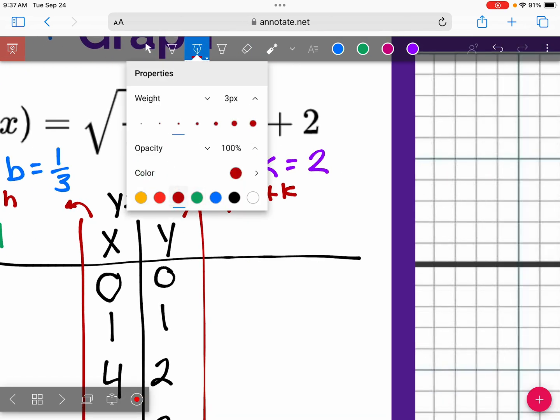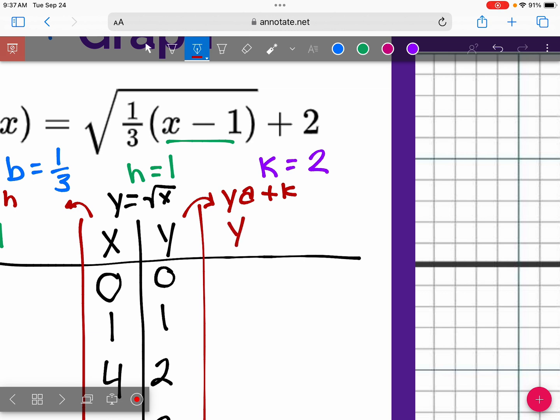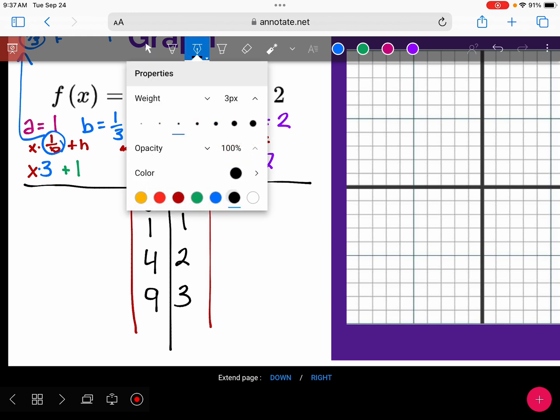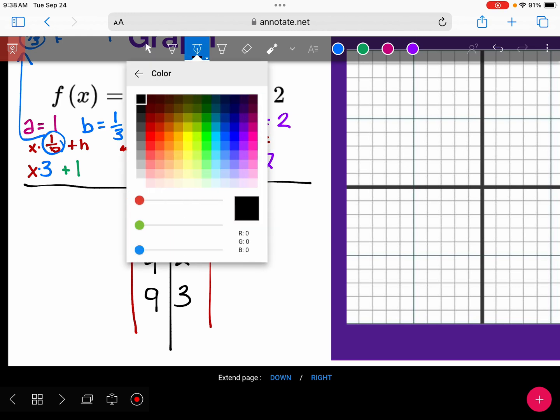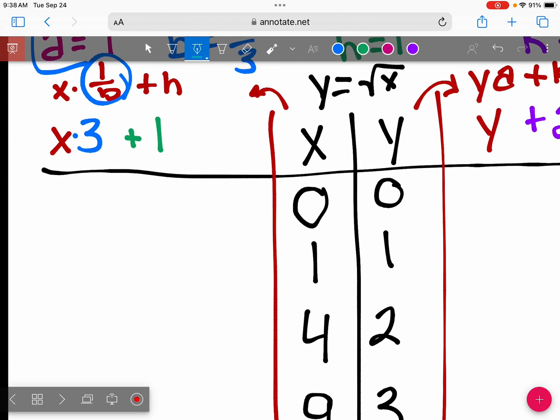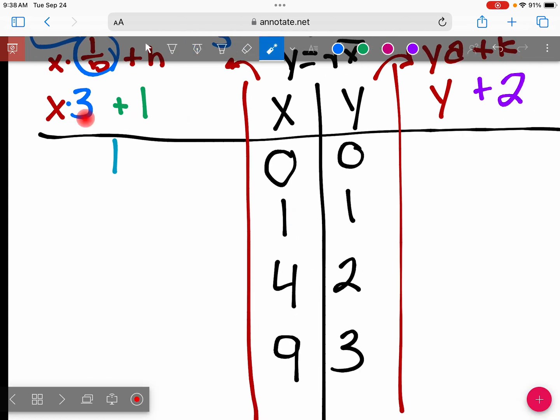And for our y's, we're taking our y's times our a, which is 1, so that's not actually doing anything, plus k, plus 2. So we're going to take our x's times 3 plus 1. So 0 times 3 is 0, plus 1 is 1. 1 times 3 plus 1, 4.